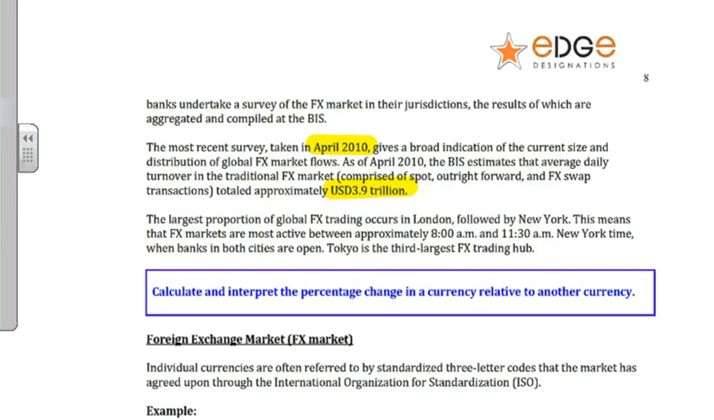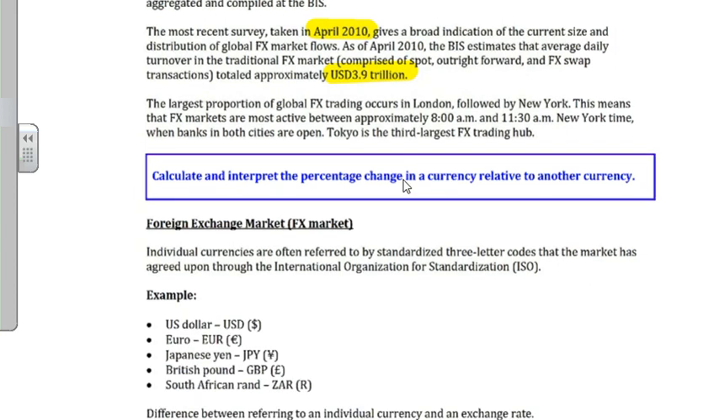Okay. We get ourselves going a little bit further, and now we move to the next learning outcome statement. We get to a little bit of maths. We're going to see that soon. Calculate and interpret the percentage change in a currency relative to another currency. Is your currency strengthening? Is your currency weakening?